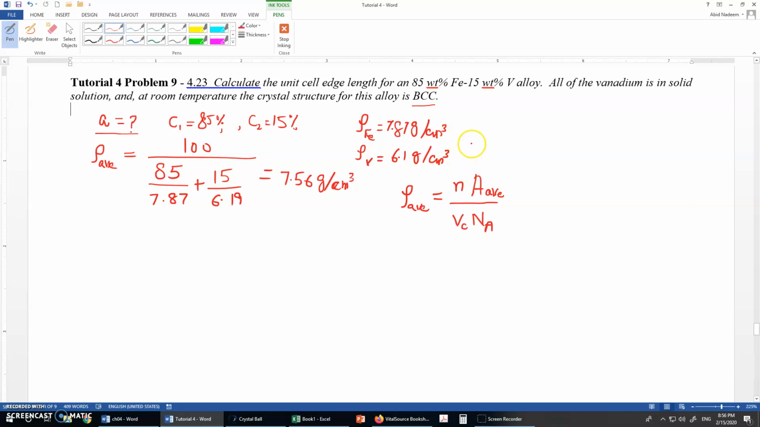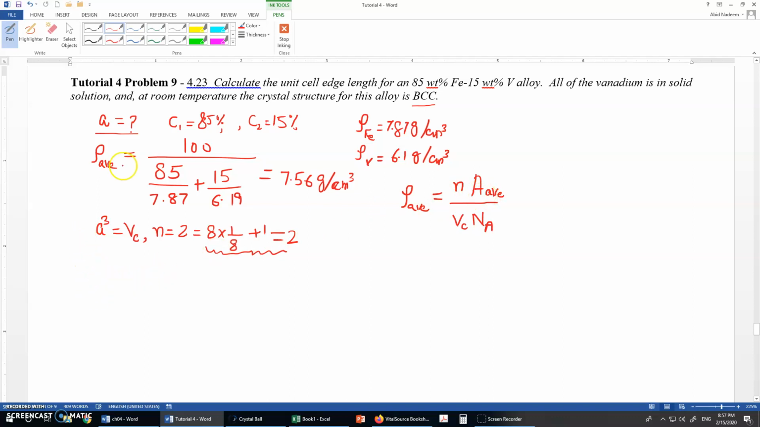The number of atoms inside the unit cell of BCC, and Vc is the volume of the unit cell. The volume of the unit cell is related to a, because it's a cubic cell, so a cubed is equal to Vc. The n value is equal to 2, because there are 8 corner atoms, each corner atom is 1/8, and there is one central atom, so n will be equal to 2. What is left is the average atomic weight.